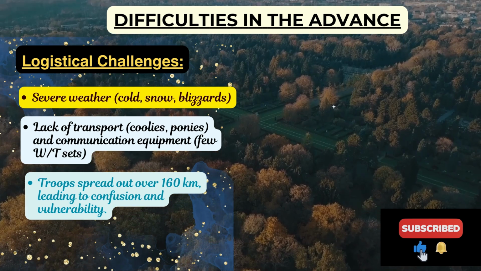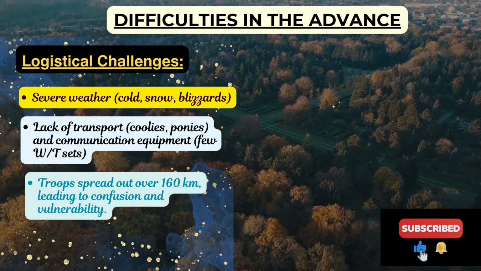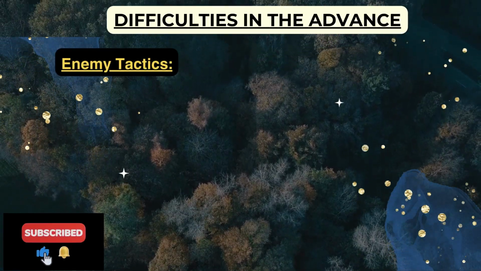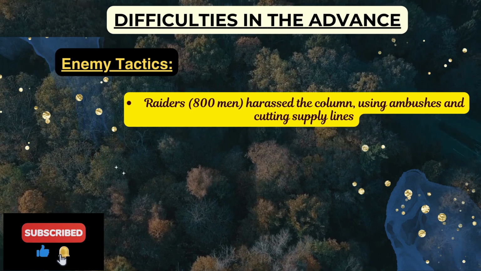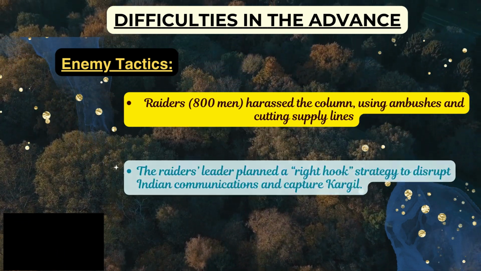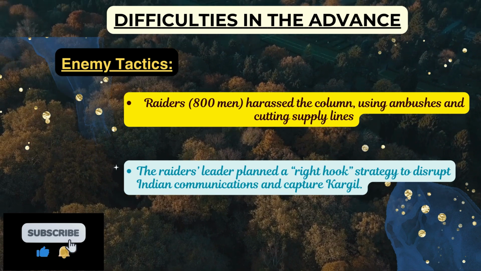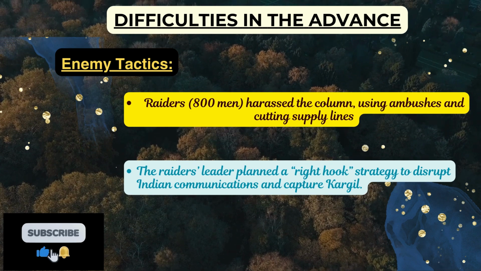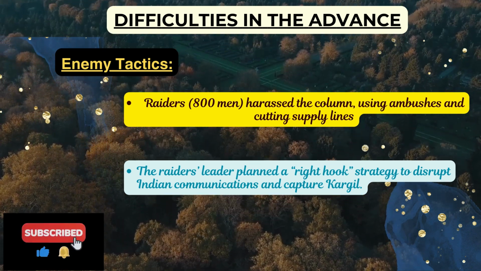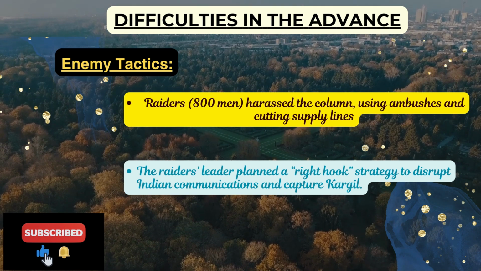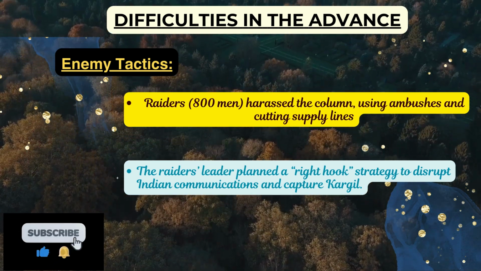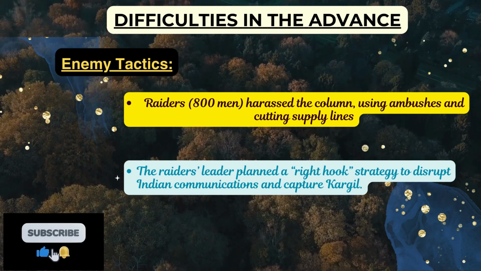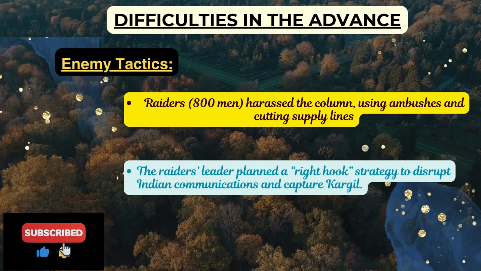Dosto, along with the harsh terrain and logistical problems, the enemy's tactics added another layer of difficulty for the reinforcements advancing towards Skardu. Let's break it down. 800 raiders repeatedly harassed the advancing column with ambushes in narrow passages, cutting supply lines, leaving troops without essential resources. The raiders' leader devised a right hook strategy, aiming to disrupt Indian communications, sever coordination between units, and capture Kargil, cutting off any future reinforcement attempts to Skardu.